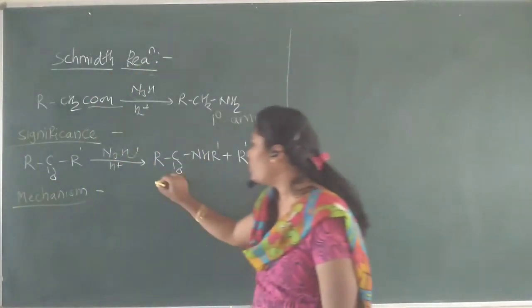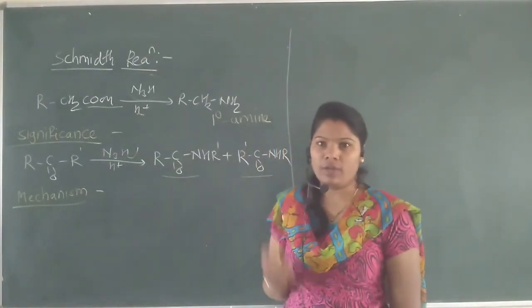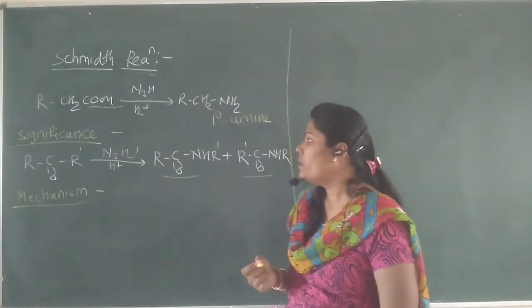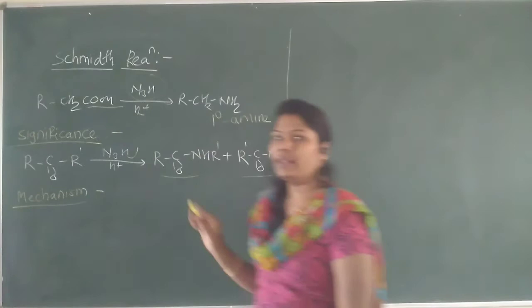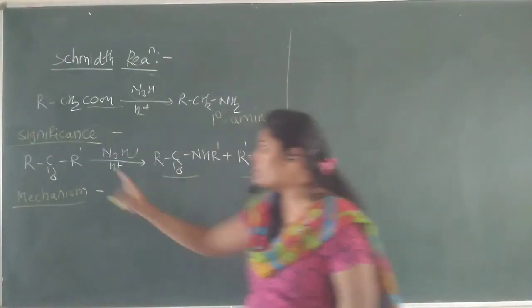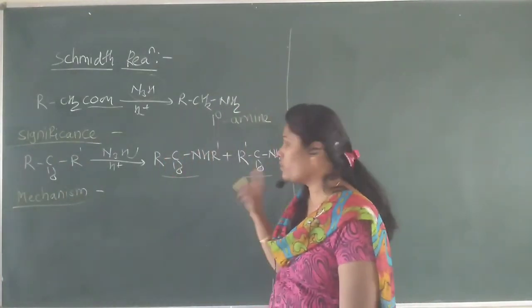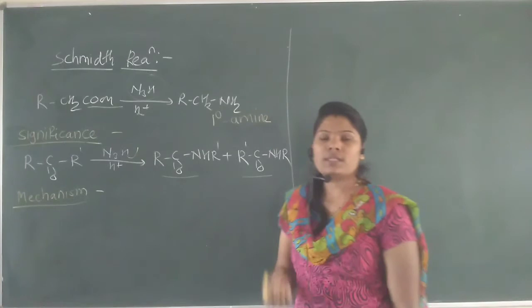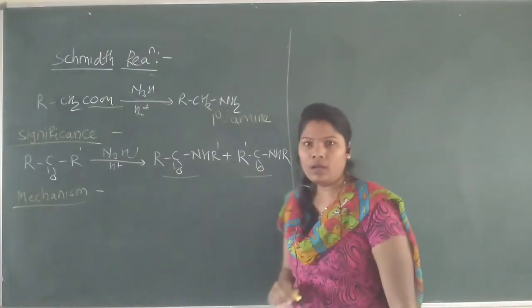There will be the formation of an amide compound. Whenever the ketone is treated with hydrazoic acid in presence of H2SO4, there is a formation of the amide. Here, if these two R groups are different, then we get different types of product. So start with the mechanism, how we will get this type of product.